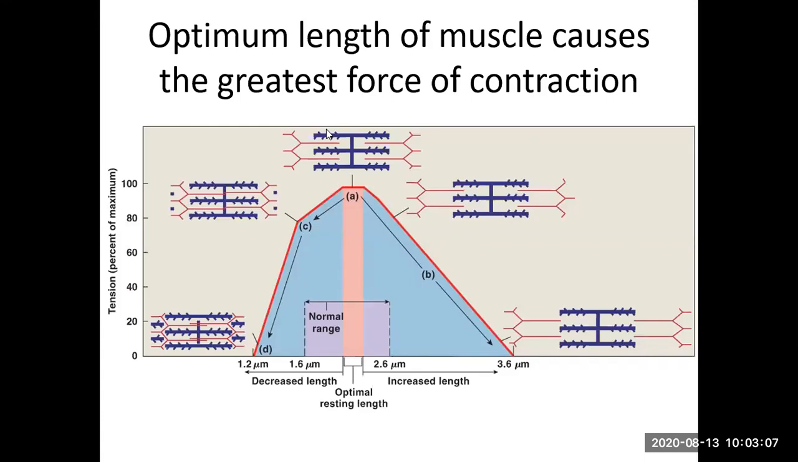The length of the sarcomere, if it's too long, there will be no overlap of the myosin and the actin. Like this one here, no overlap, then it generates almost zero tension, zero contraction. If it's too short, then there's no space for further contraction, so they will generate small contraction. So the optimal length of the sarcomere is in the middle, where you have some overlap, but not too much overlap of the thick filaments and the thin filaments.